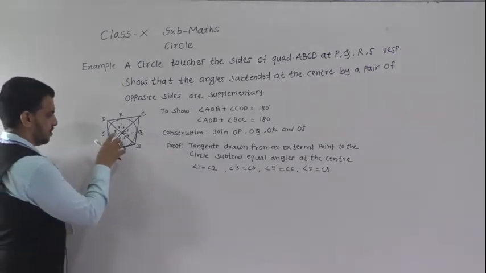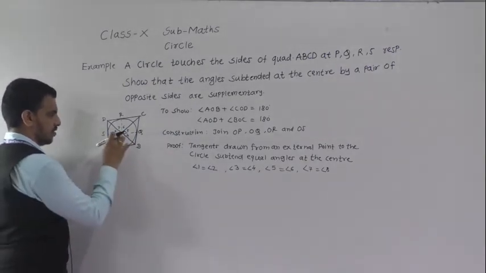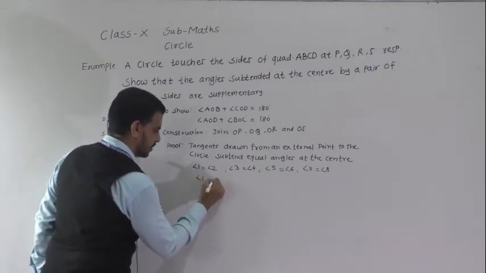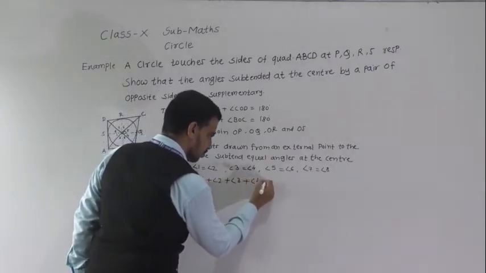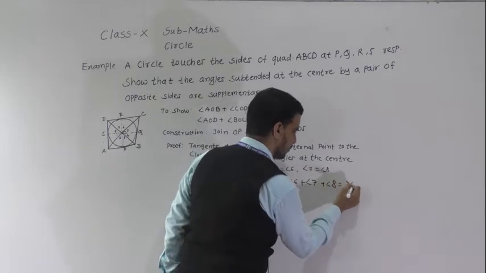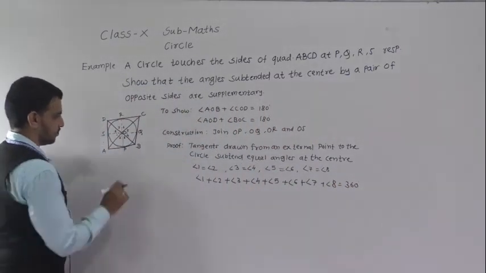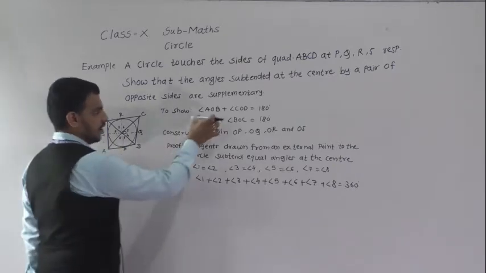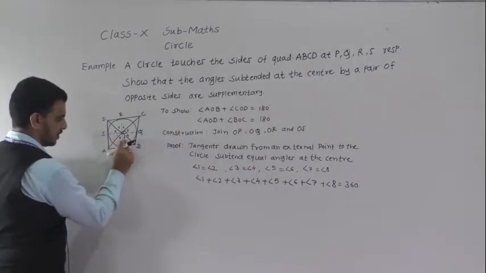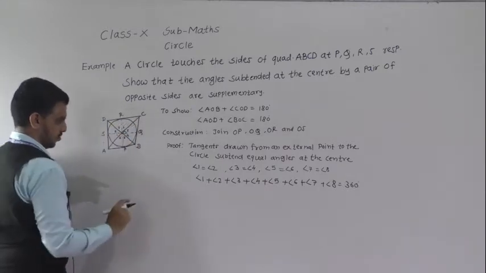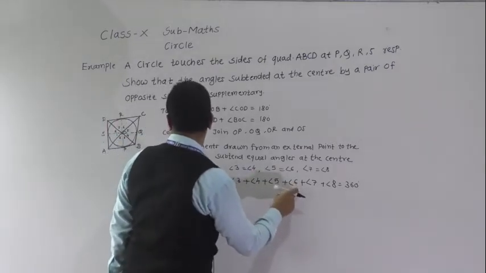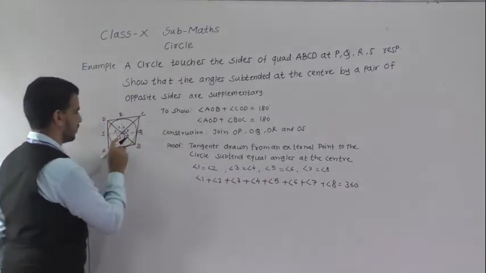Now we know that sum of all these angles is equal to 360 degree, okay, because angle subtended at a point is equal to 360 degree. So angle 1 plus angle 2 plus angle 3 plus 4 plus angle 5, 6 plus angle 7 plus angle 8 is equal to 360 degree. Now here 1 is equal to 2. Now if we have to show that angle AOB plus angle COD is equal to 180 degree, so angle AOB is formed by angle 2 and angle 3, and angle COD is angle 6 and angle 7. So all other angles, means 1, 4, 5 and 8, we have to convert in terms of 6, 7 and 2, 3, okay.